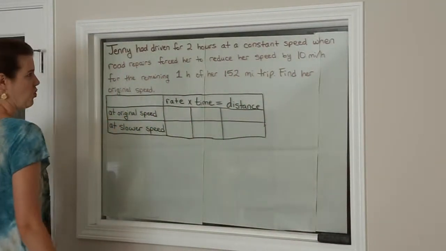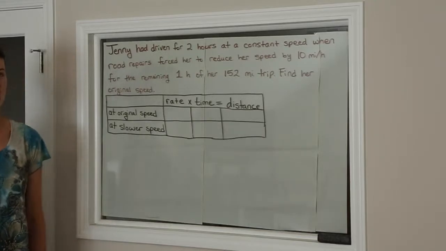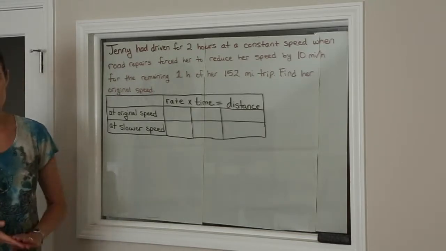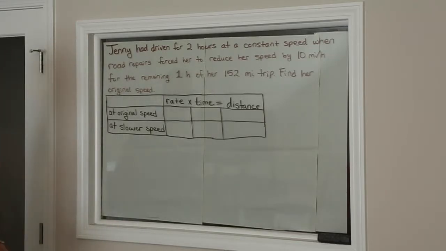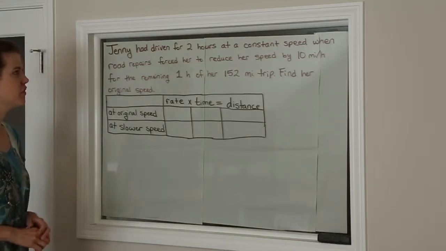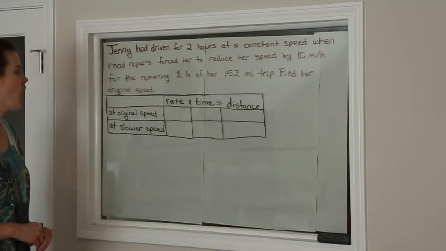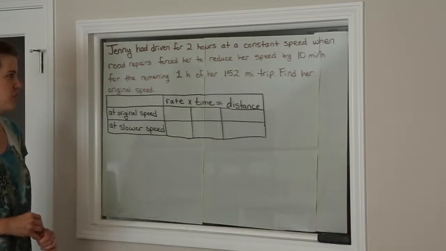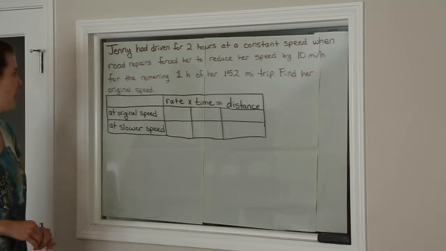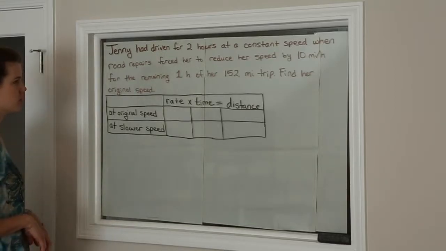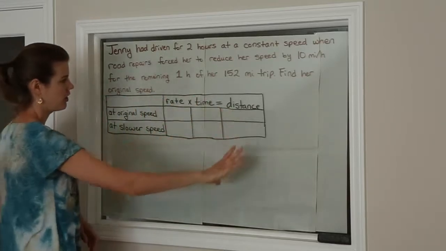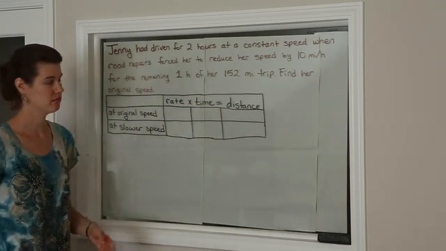Alright, this is the first homework problem you were assigned on Friday. It's Chapter 4, Section 8, problem number 4 on page 170. It says, Jenny had driven for 2 hours at a constant speed when road repairs forced her to reduce her speed by 10 miles per hour for the remaining 1 hour of her 152-mile trip. Find her original speed. And then they gave you this chart that wasn't filled in. We're going to fill it in.